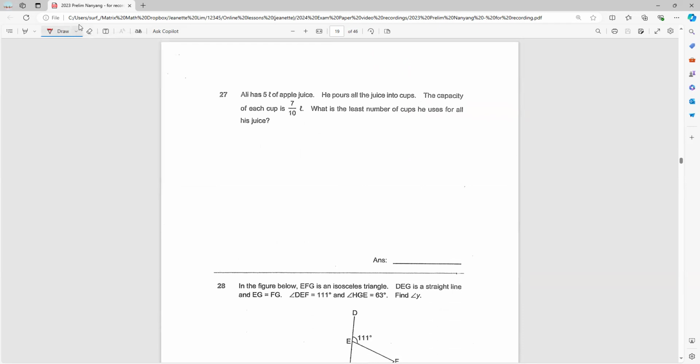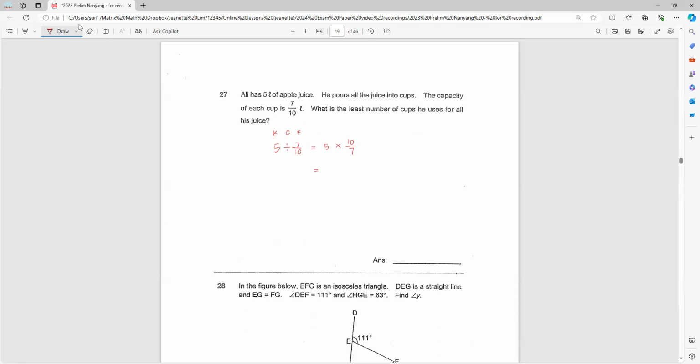Okay, so 5 liters is the total. Pour into every cup. Every cup is 7/10 liters. So if you want to find the number of cups, we have to divide, right? So we take the total, divide by the volume in each cup, which is 7/10. How do you do division for fractions? So we apply this KCF, keep, change, flip. Okay, keep the first number, change the sign to times, and you flip the fraction behind. So it becomes 10/7.